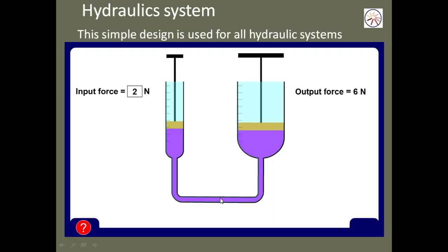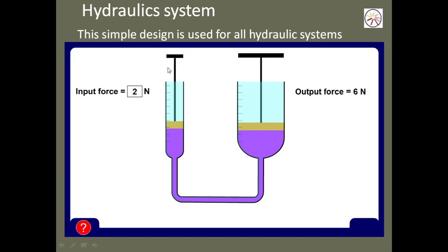This simple design, what we saw in the previous slide, is used for all hydraulic systems. Now the question is, what are hydraulic systems? They are systems that use one form of liquid or the other to transmit pressure. We can apply the principle we learned earlier to every form of hydraulic system. In a very short while you're going to see different types of hydraulic systems.